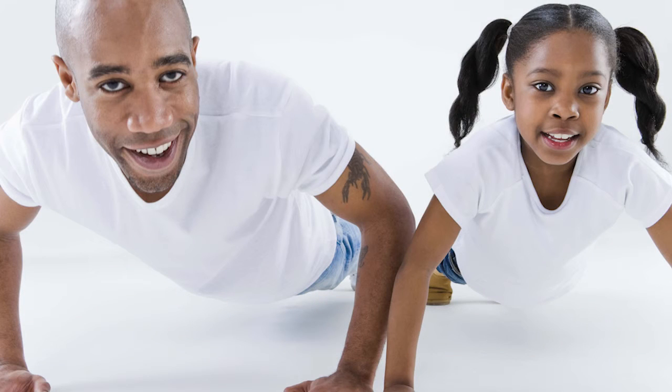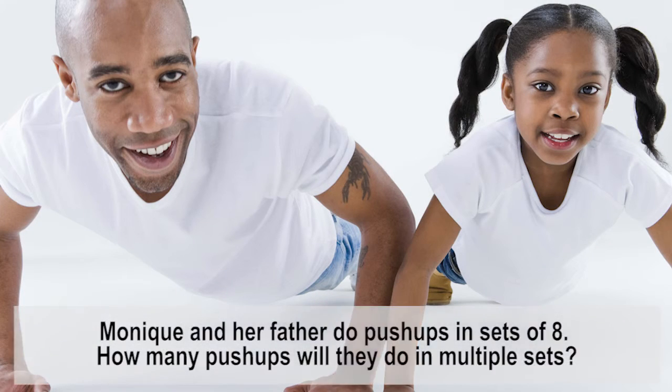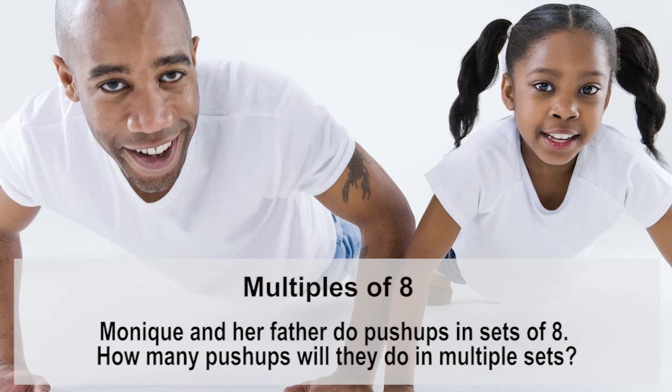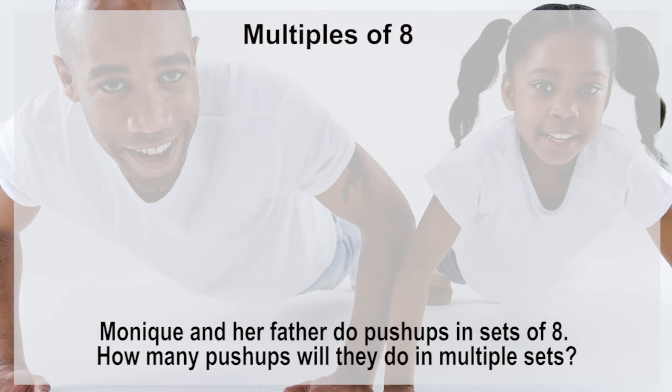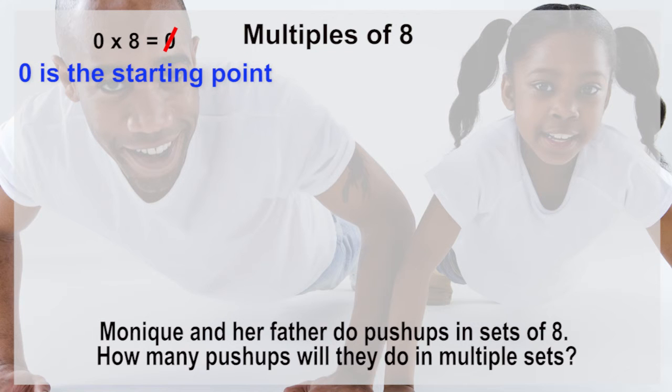Let's look at a real-world problem. Monique and her dad do push-ups to prepare for a fitness challenge. They do push-ups in sets of 8. How many push-ups might they do if they complete multiple sets? In this problem, we are looking for multiples of 8 because they are doing 8 push-ups in each set. We already know that the first multiple of 8 is 0 because 0 sets of 8 is 0 times 8 or 0. However, in this context, we wouldn't include 0 as part of our answer because the problem signals that they completed multiple sets, and 0 is our starting place and not part of the answer set.